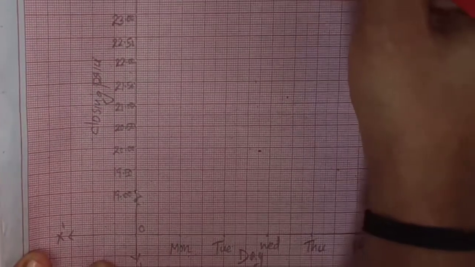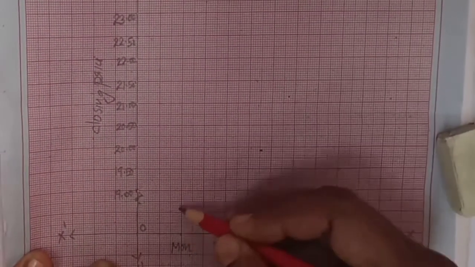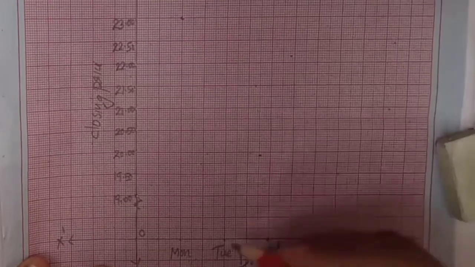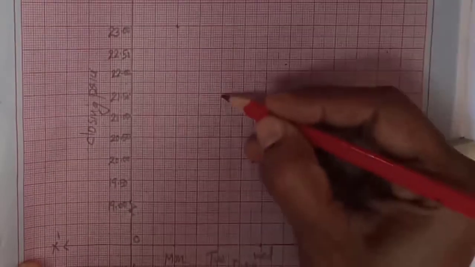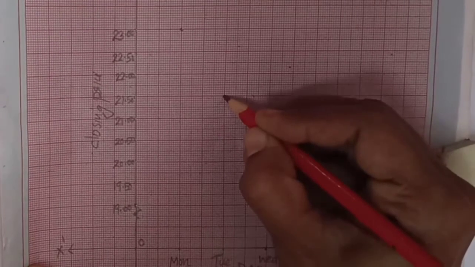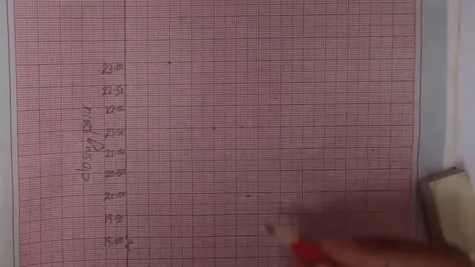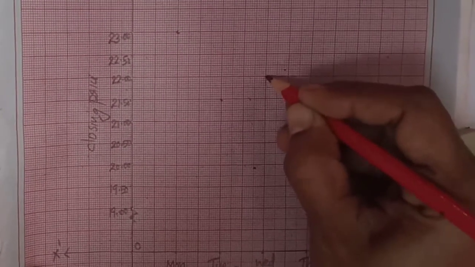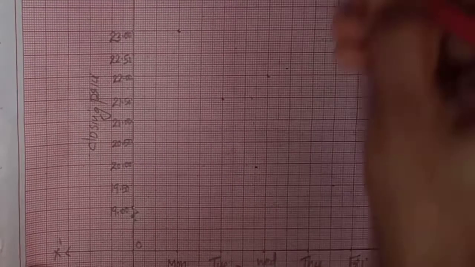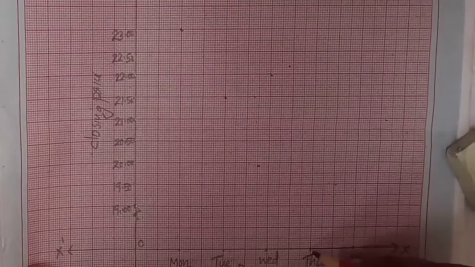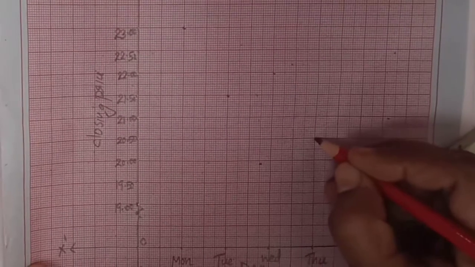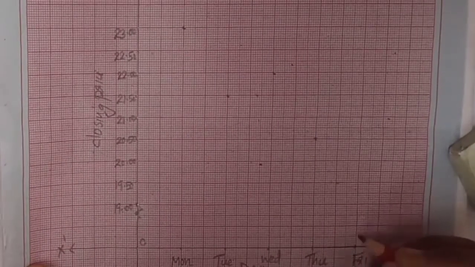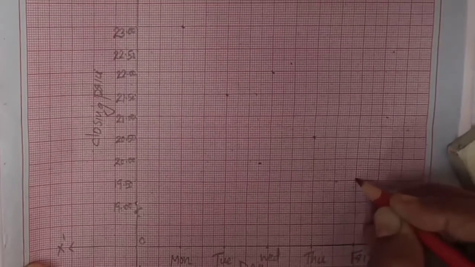Then mark Monday 23. On Monday, next to the axis, 23. So this point. Then Tuesday 21.50. Then Wednesday 22. Then Thursday 20.50. Then Friday 19.50.